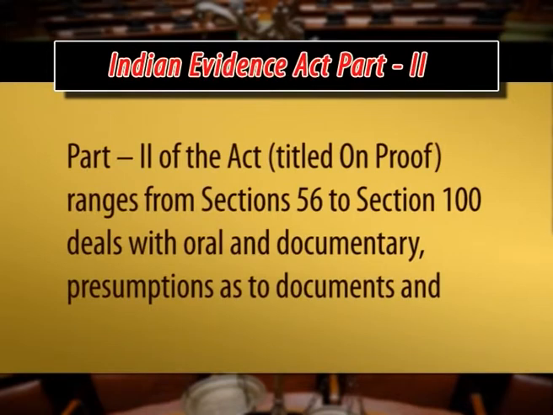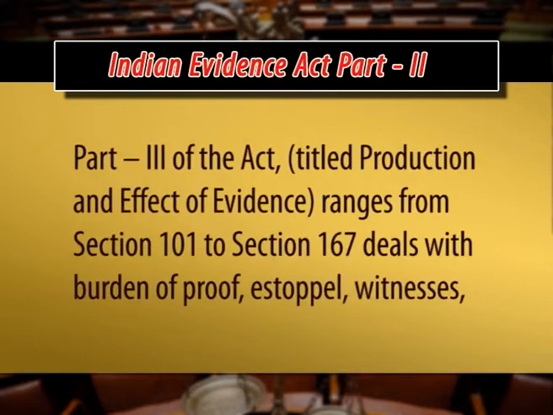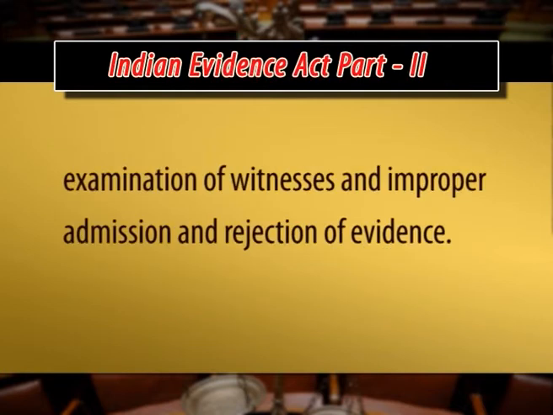Part 2 of the Act, titled On Proof, ranges from Section 56 to Section 100. It deals with oral and documentary evidence, presumptions as to the documents, and exclusion of oral evidence by documentary evidence. Part 3 of the Act, titled Production and Effect of Evidence, ranges from Section 101 to Section 167. It deals with the burden of proof, estoppel, witnesses, examination of witnesses, and improper admission and rejection of evidence.